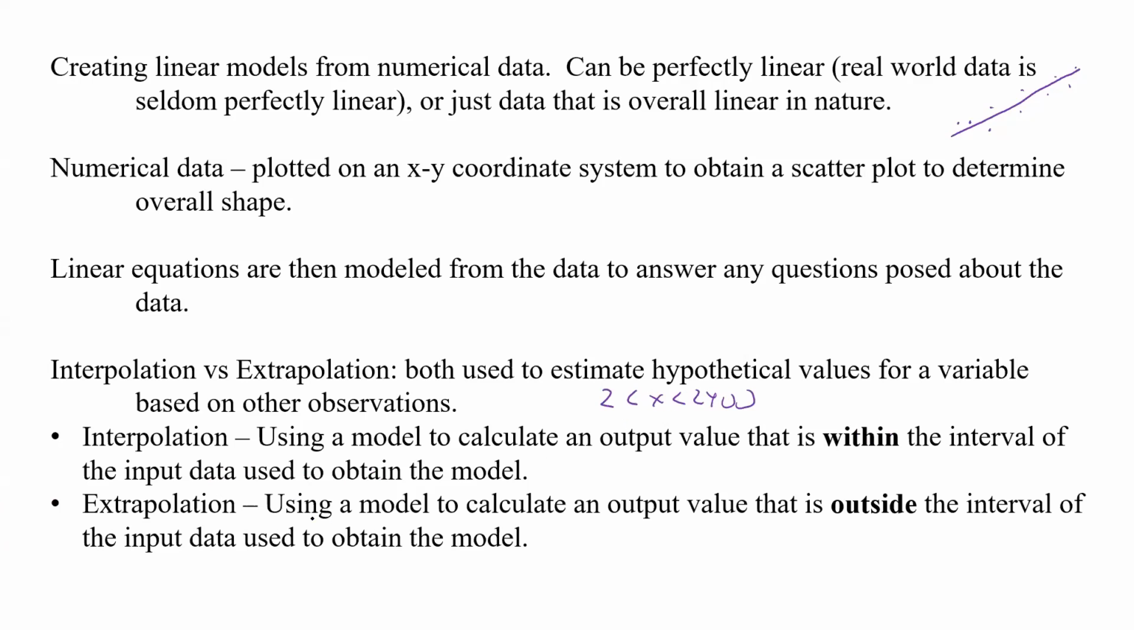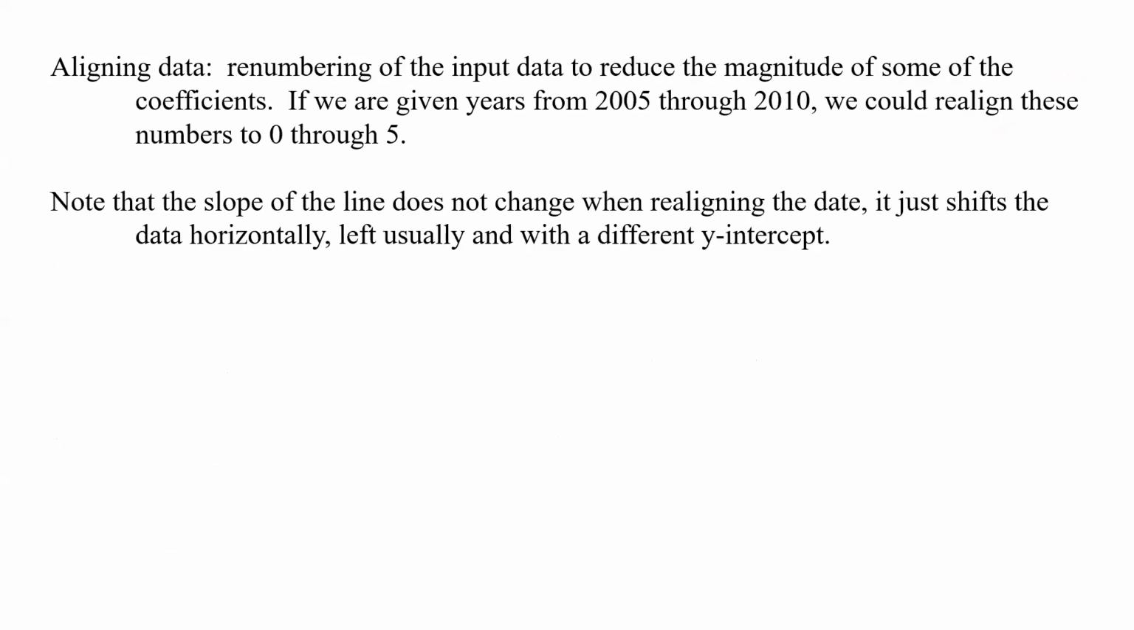Now, extrapolation is using a model to calculate an output value that is outside of the interval of the input data used to obtain the model. So when we use that 3,000, that's way out here. That's not within the model range, and so we're extrapolating data out here. We're totally assuming that everything continues along the same way, and that's how we can say we're extrapolating, and we're saying that's the case. Now, if it really is that way, we don't know for sure. That's the problem.